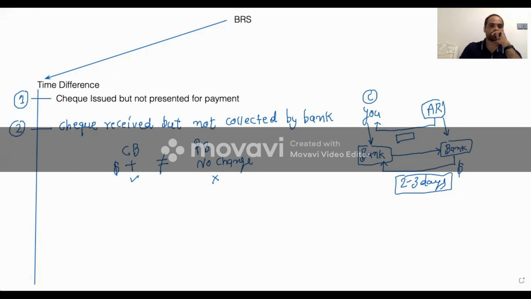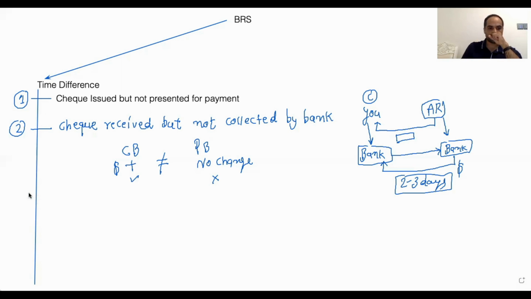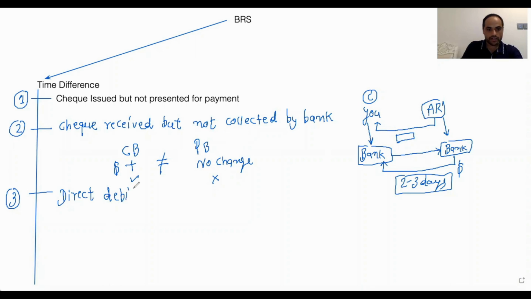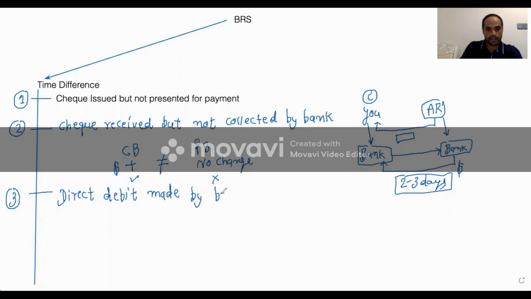Okay, so let's move on to the third time difference that leads to balance being unequal between cash book and passbook. So next is direct debit made by bank. Let me write it down first. Direct debit made by bank.